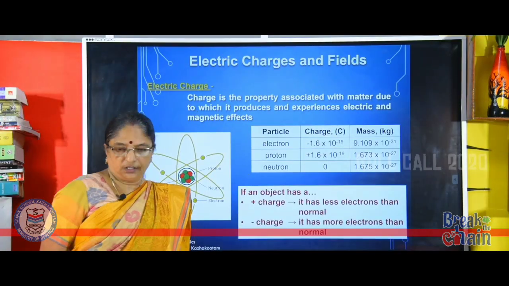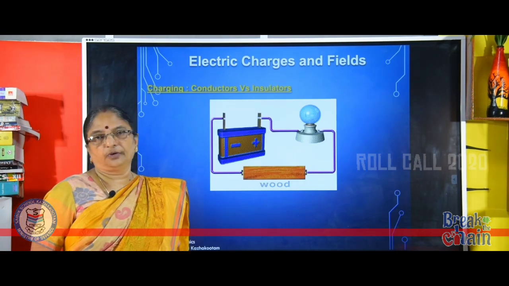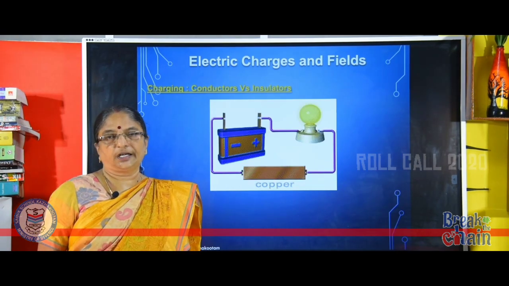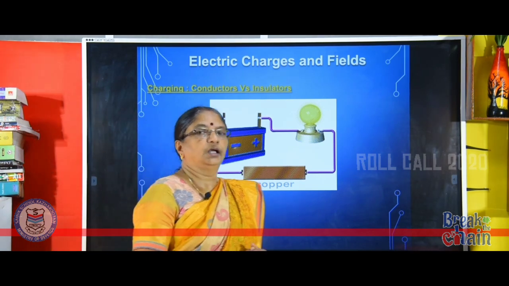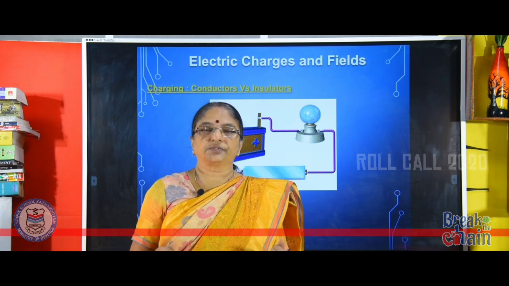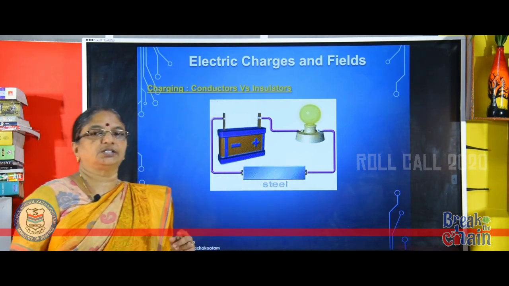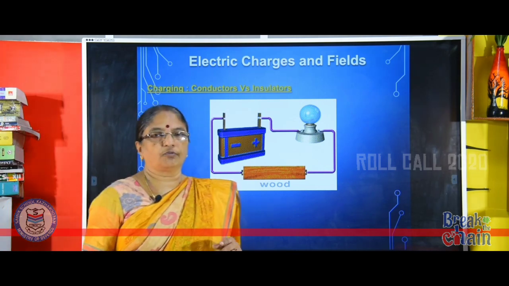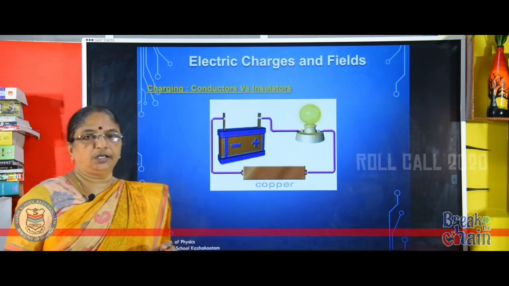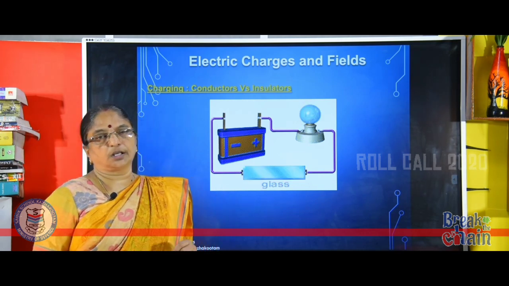Just see, there are two types of materials, conductors and insulators. As you all know, conductors are the substances through which electric charges can flow, and insulators are those through which electric charges cannot flow. There you can see two examples of insulators and two examples of conductors.